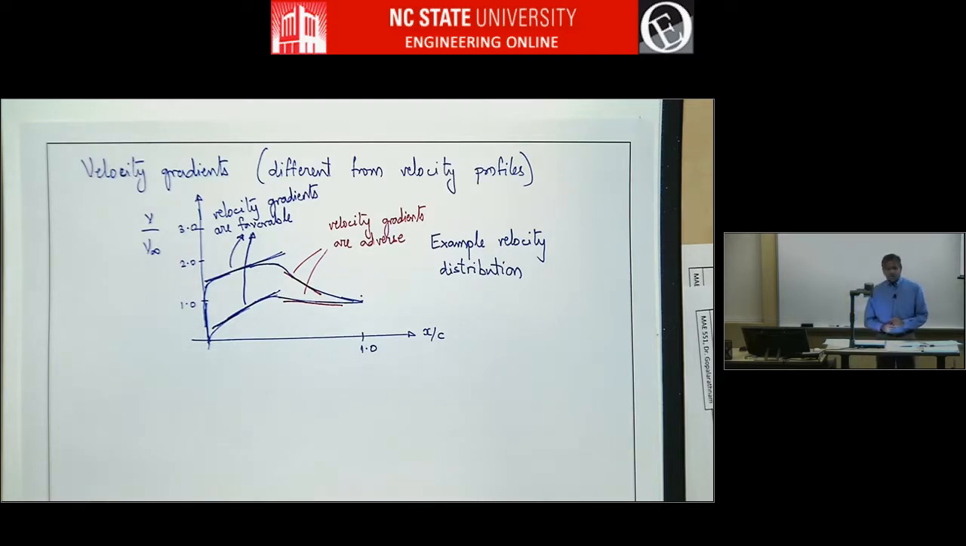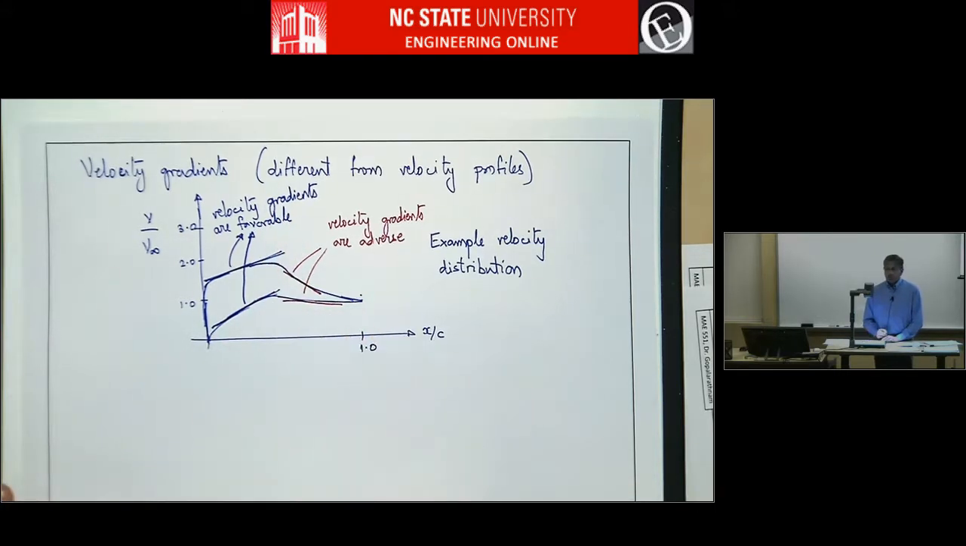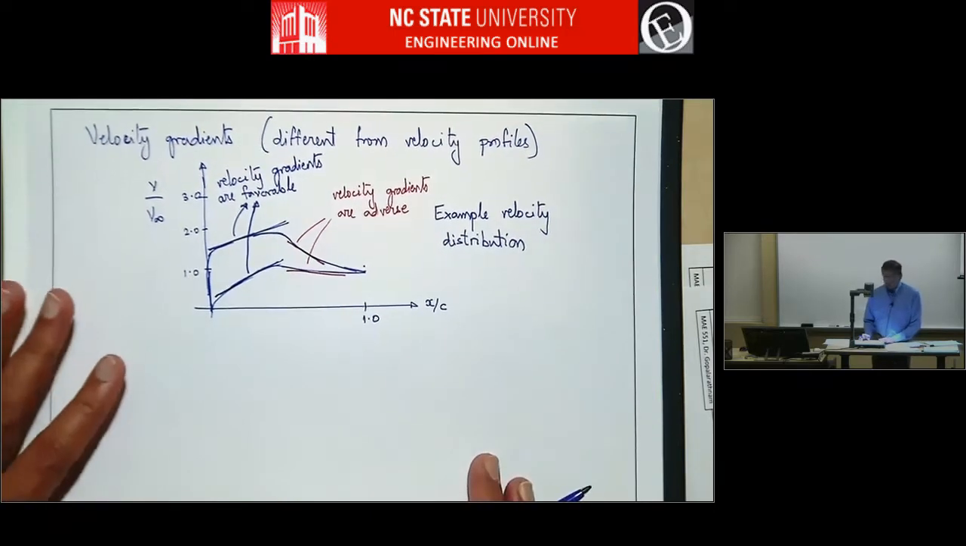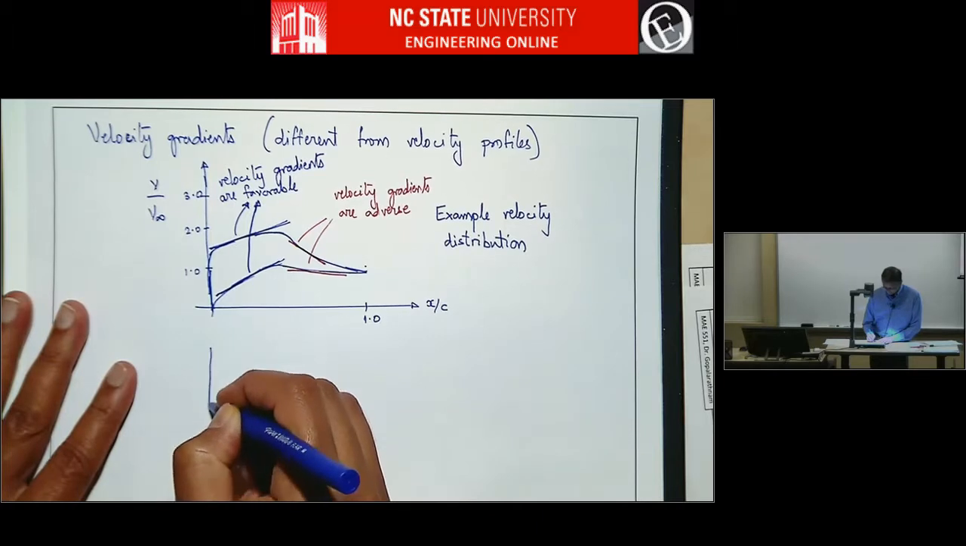I mean, we could say positive and negative. We could have said velocity gradients are positive, velocity gradients are negative. But in usual airfoil discussions, we say favorable and adverse. And there's a reason for that. And that becomes clear when we draw the pressure distributions or CP distributions.